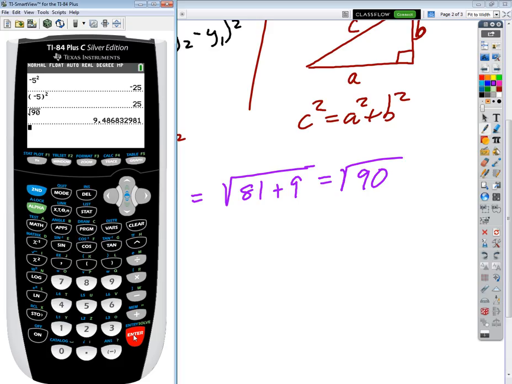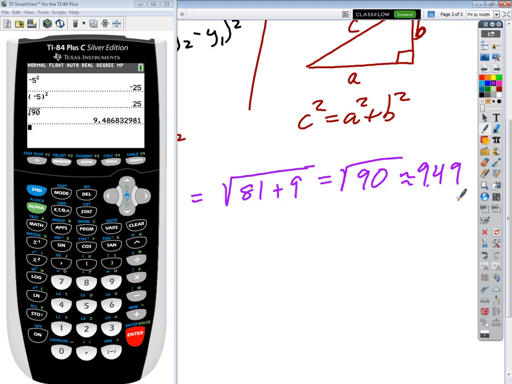Let's just say we wanted to round to the nearest hundredth. So then this would be roughly equal to what, what would I round to? It's 9.486. That'd be 9.49 to two places, right? 5 to one place. But to two places, it'd be 9.49. Good, okay? Easy.